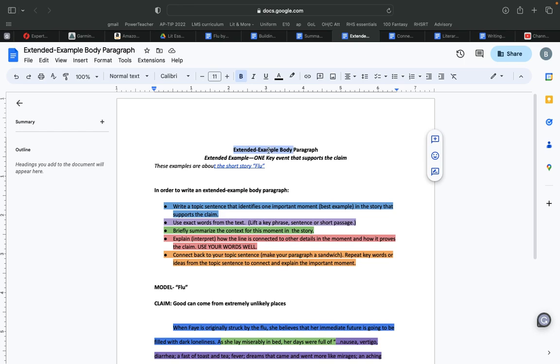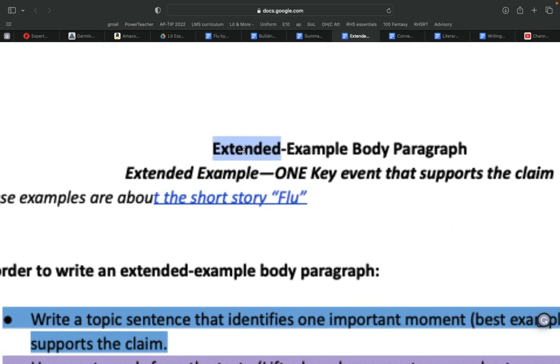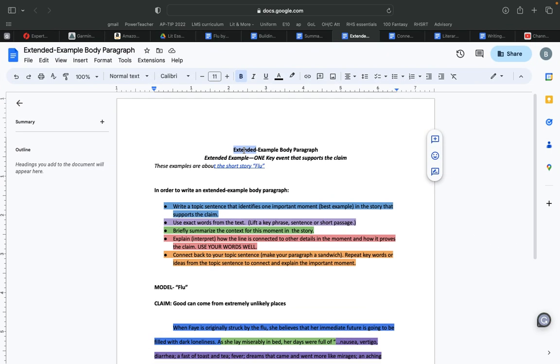It's called extended example. It's where you take one specific moment from the text that you think best proves your claim. So the one moment that you think is the number one, if you could only give one piece of evidence, what would it be? And then you're going to really, really zoom in. That's why it's called extended example. You're going to zoom in on that one example.